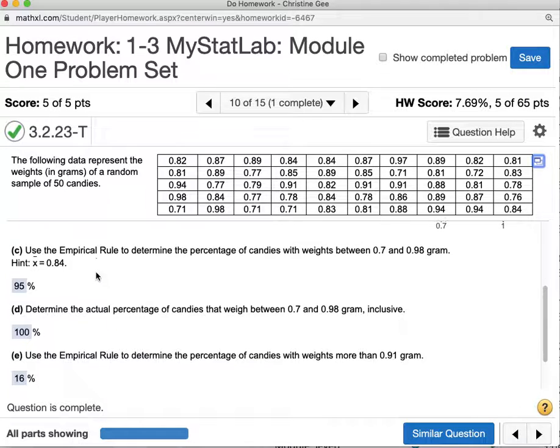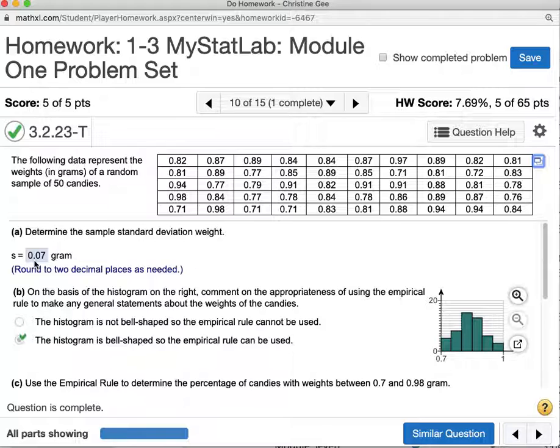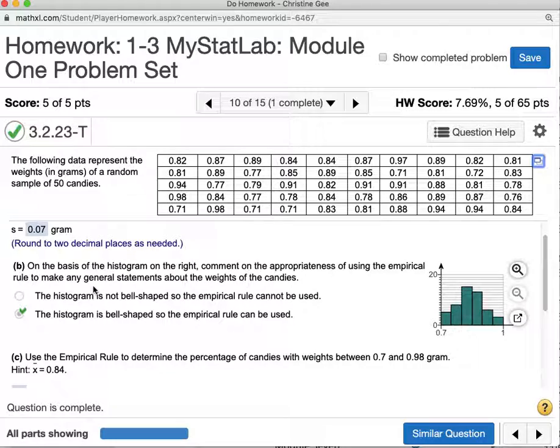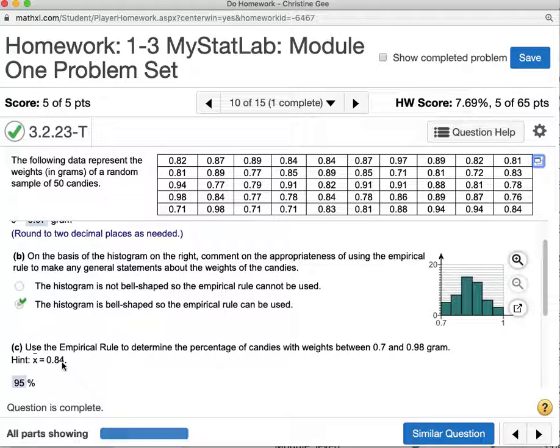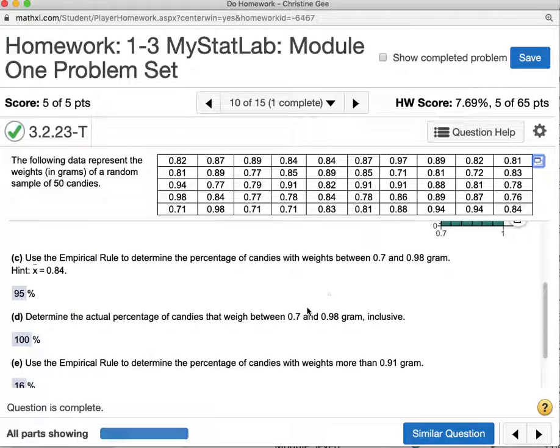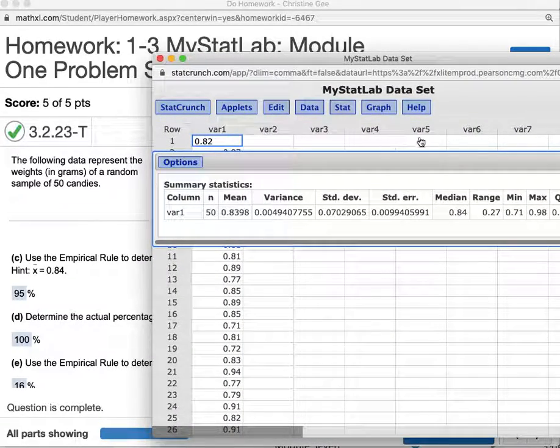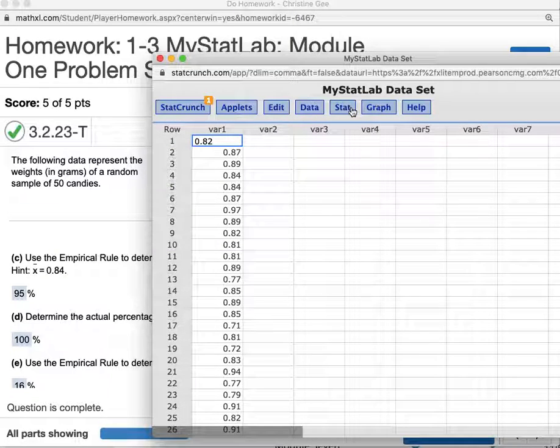Because we've already calculated the standard deviation, we could just add 0.07 to the mean of 0.84, and we'd have to add that twice to get to 0.98, and then subtract the 0.07 twice from the 0.84 and come down to 0.7. And that would be 95% of the data. But let me go ahead and take a look at it in StatCrunch, and we'll go that route.